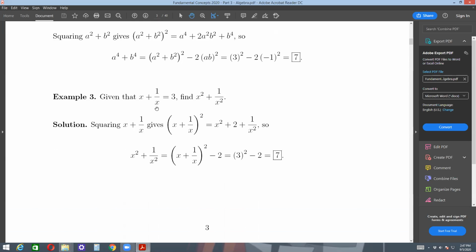Okay, so given that x plus 1 over x is equal to 3, find x squared plus 1 over x squared. Now, the nice thing about this is when you square x plus 1 over x, x times 1 over x gives you 1, so there's no x in that, so it's nice and easy to work with. So squaring that, I get x squared plus 1 over x squared plus 2 times x times 1 over x, which is just 2. So automatically from this, I can figure out what x squared plus 1 over x squared is. Make that the subject of the formula, so it'll be this minus 2. And I know what x plus 1 over x is, so I get the answer.